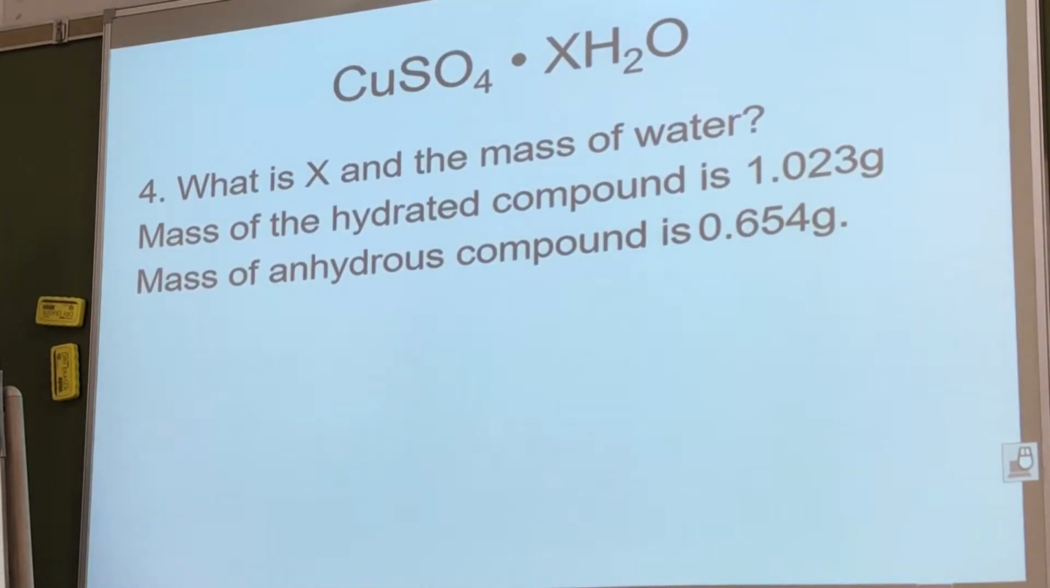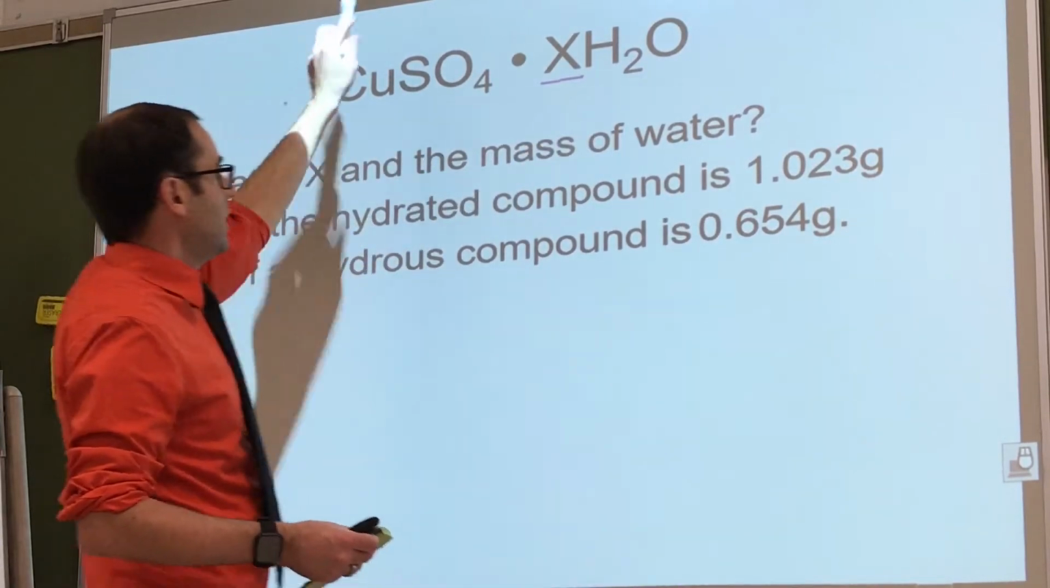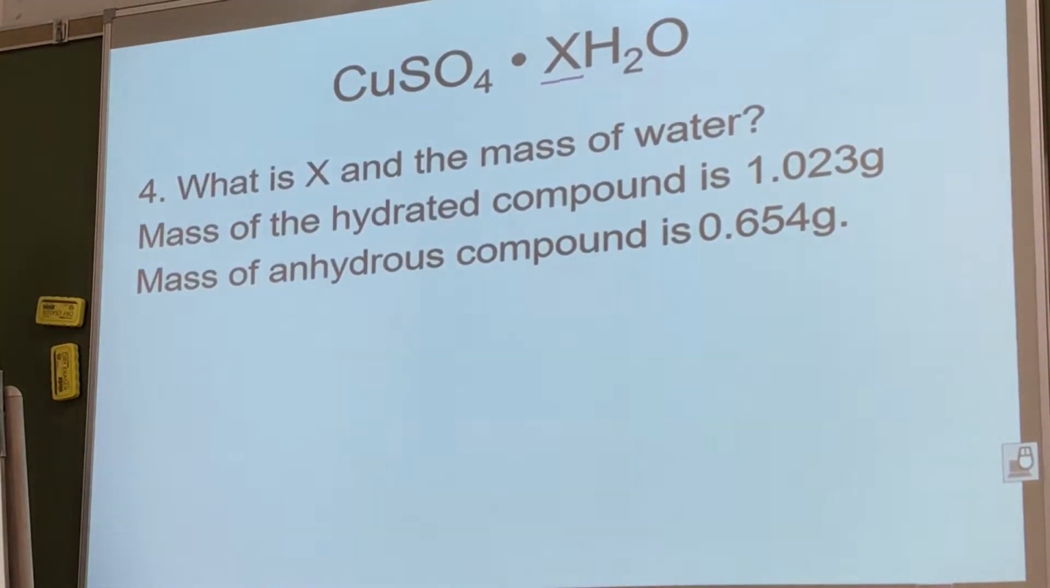All right, now this is what another kind of problem would look like for a hydrate. All you're trying to do is solve for x, all right? Just like in math, right? So all we want to do is figure out what the hydrate is for this hydrate, all right? And that's what number 4 says. It says, what is x and the mass of water?